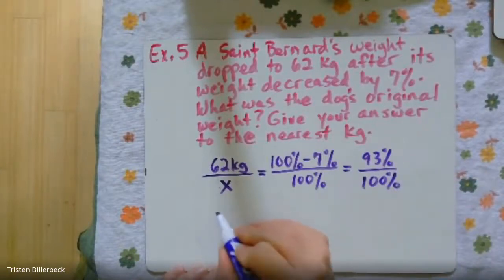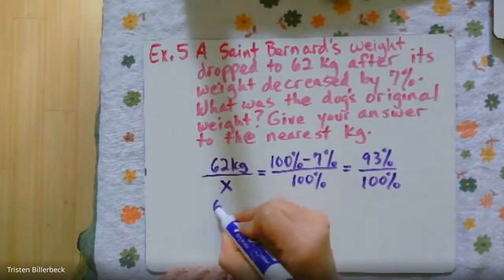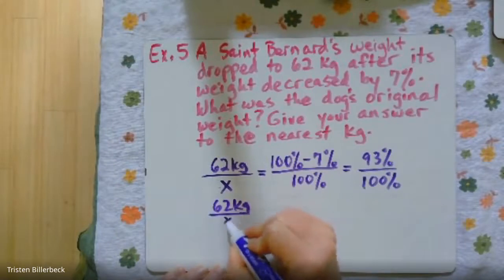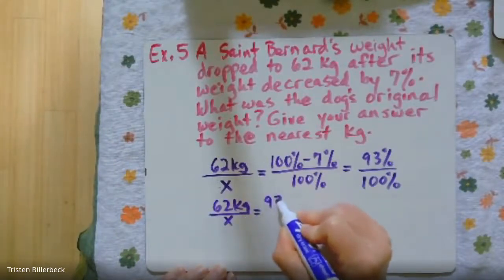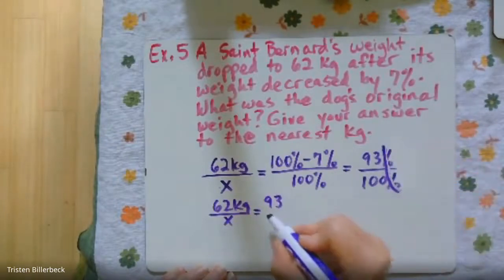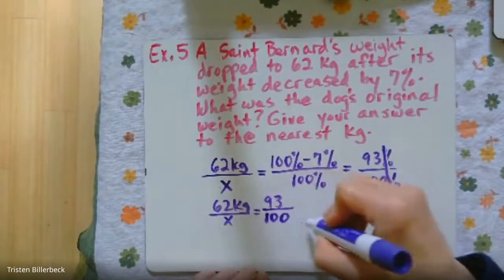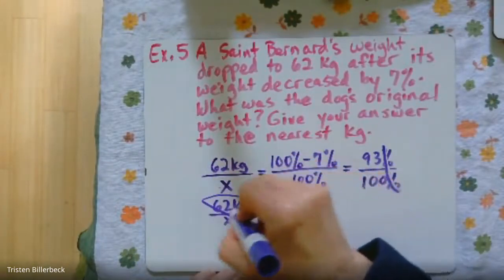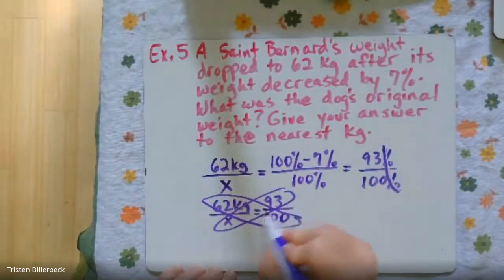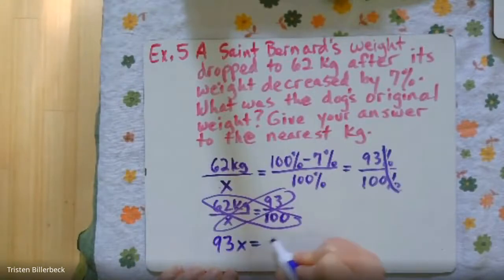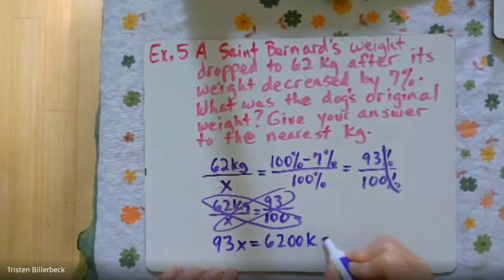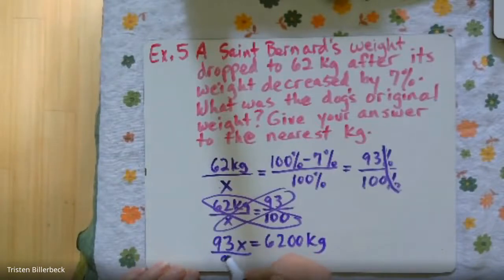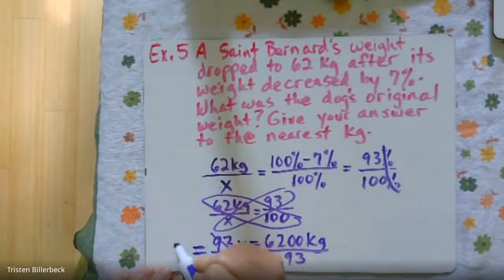So we want to cross multiply on this. Let me write this so you can see how I'm cross multiplying. We don't need these percent signs anymore because they're on both of them. We multiply these two and multiply these two. So we end up with 93x equals 6,200 kilograms. We have 93 multiplying by x, so we do the opposite operation to get the x alone. We divide by 93, and that cancels that out, so then we have just x.